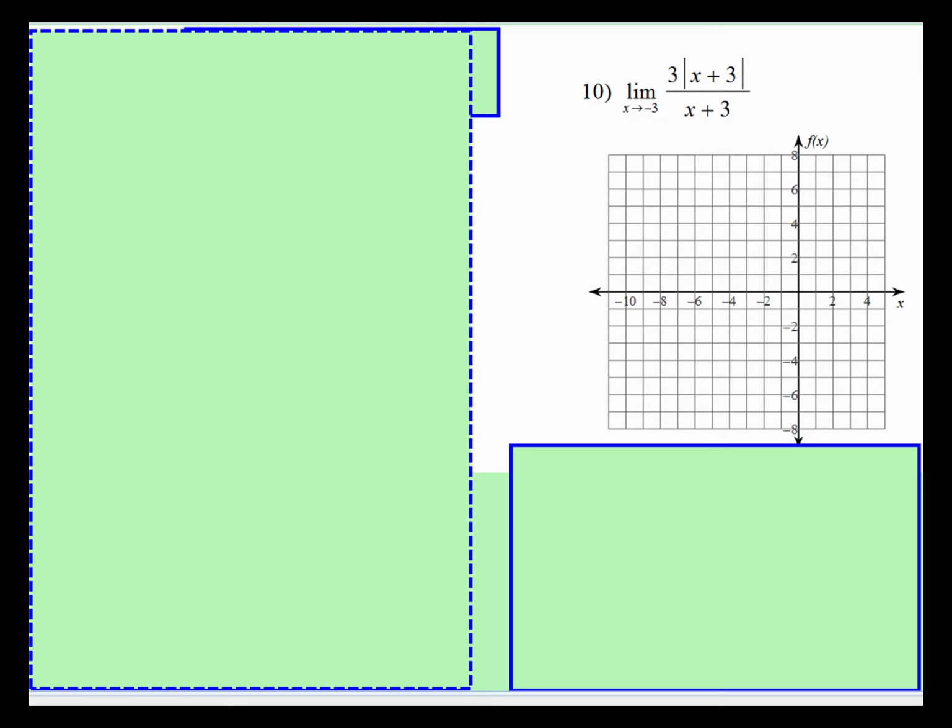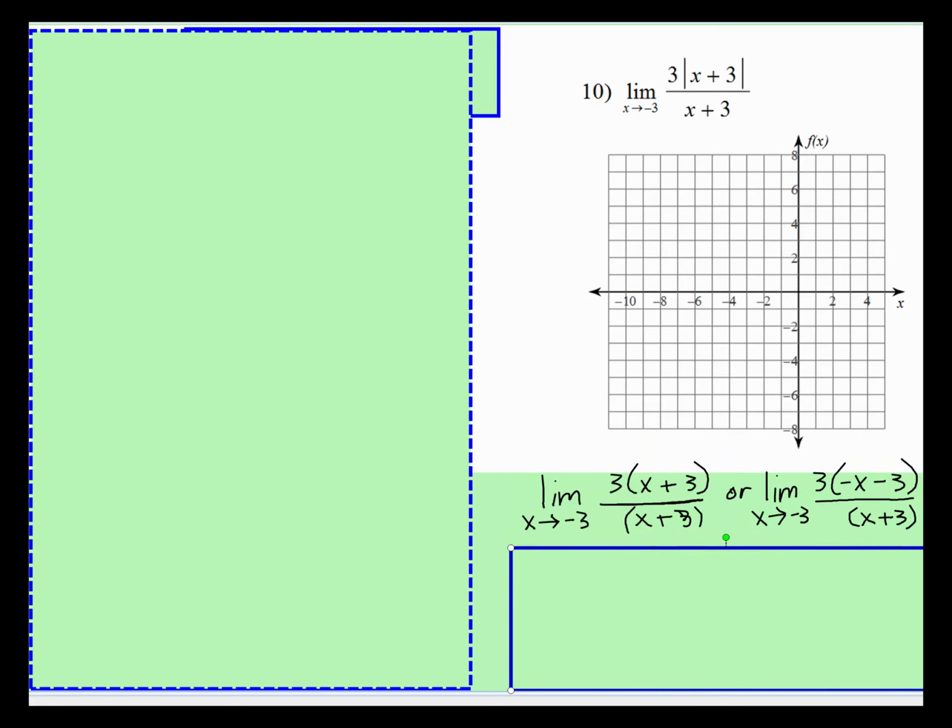So now you've got this absolute value limit. Well, again, remember, when you have absolute value bars, you have 2 different limit situations going on. You have the limit as x approaches negative 3 times the quantity, the positive version, the positive side of the number line, x plus 3, and then over the quantity x plus 3. Or you have the limit as x approaches negative 3 times, then the negative side, this side over here, negative x subtract 3 over the quantity x plus 3.